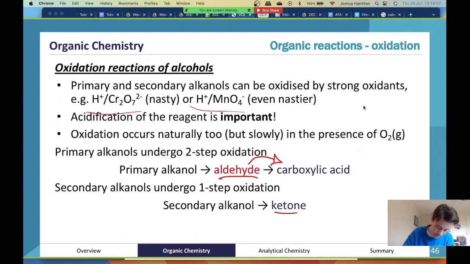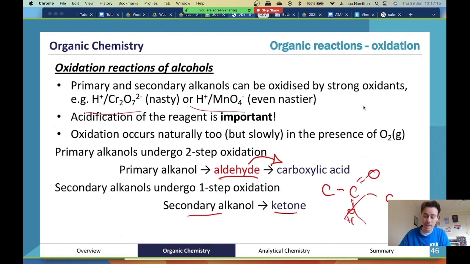Ketones form from secondary. So if you have, this is what you form, this can no longer form a carboxylic acid because you can't add an OH group here. You've already got 4 bonds. This isn't possible. So that's why secondary alkanols cannot form carboxylic acids. They're not as useful. They just form ketones. And ketones are really not that useful.